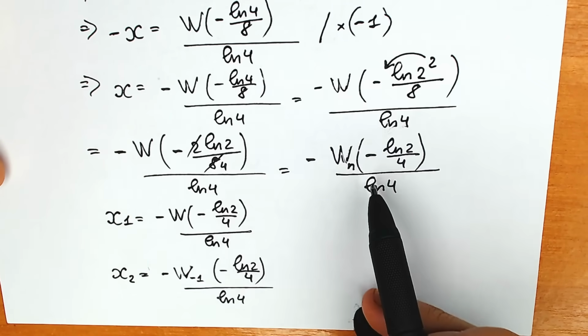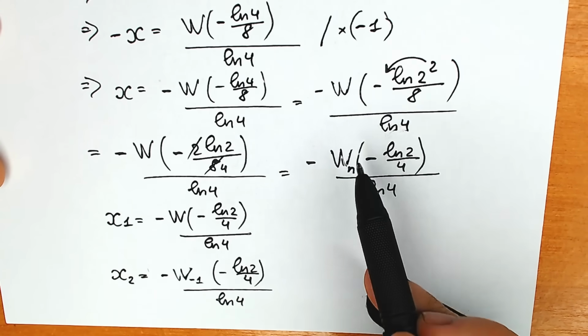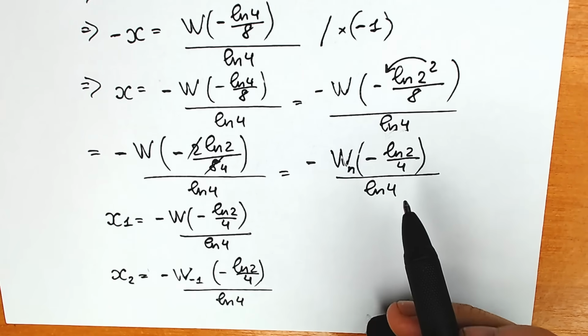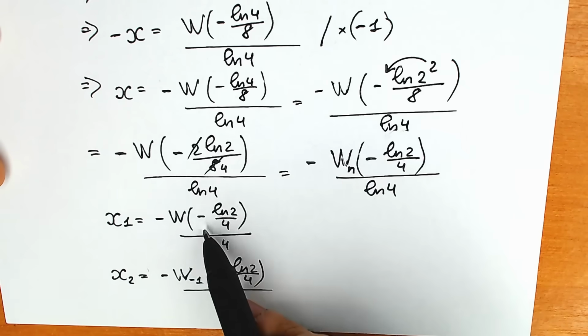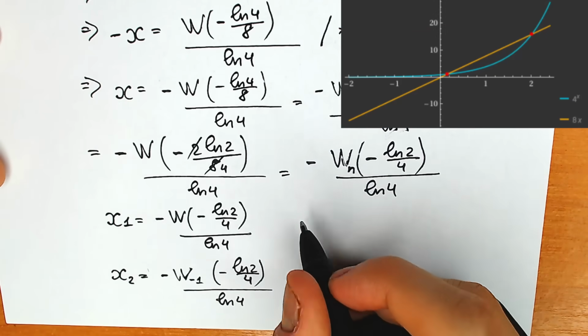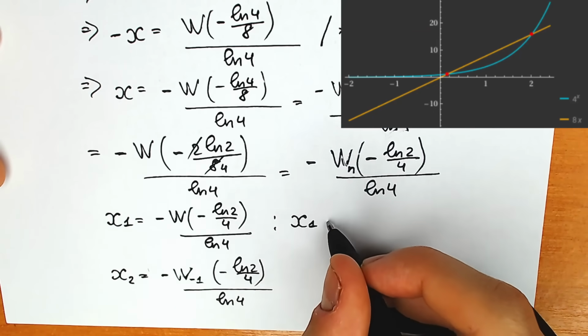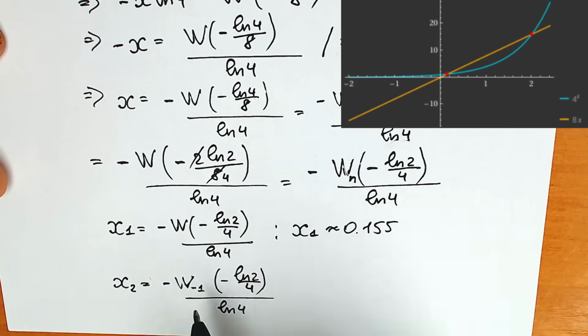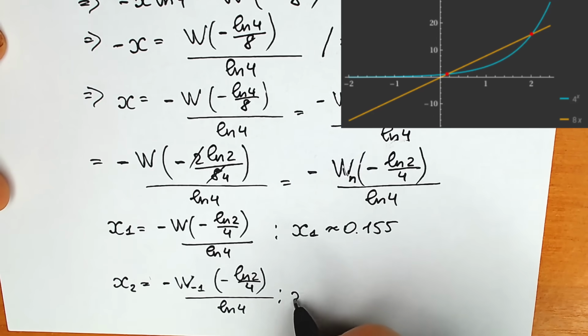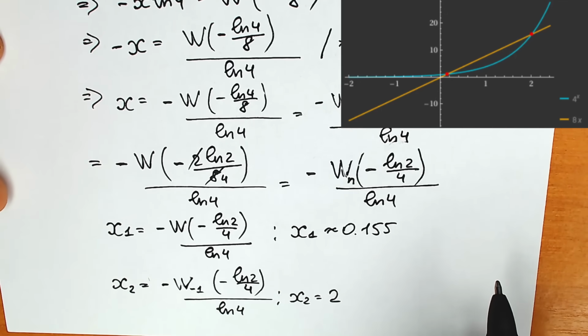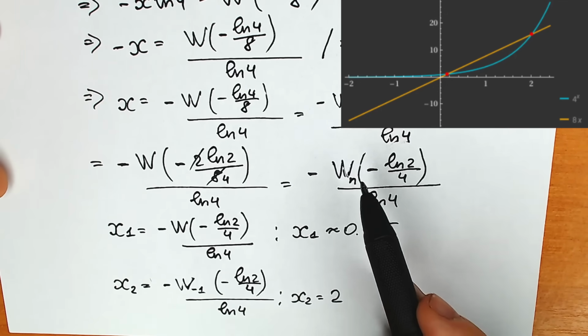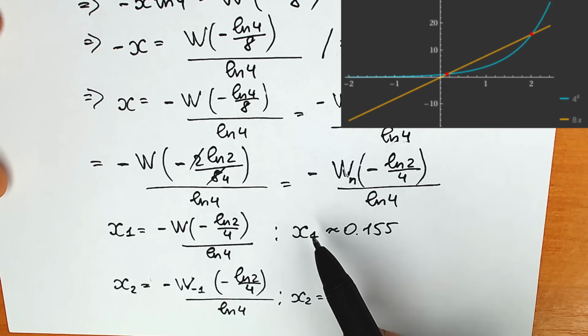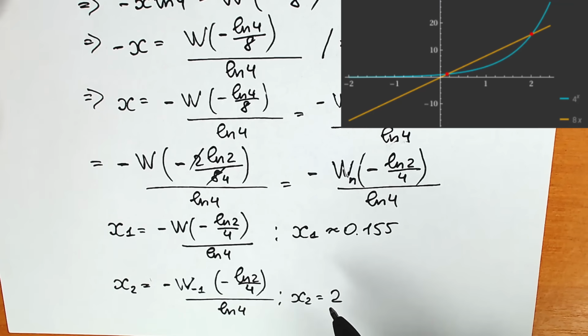So this Lambert W function has a lot of branches. In our case, when we plug this expression into a math library, you can easily get 2 branches. The first branch, when we plug this expression into our calculator, x first is approximately equal to 0.155. And when we plug in the second expression, we're going to have x second equal to 2. So that's why we have 2 roots, because this Lambert W function had a lot of branches. The first branch x equals 0.155, and the second branch x second equals 2.